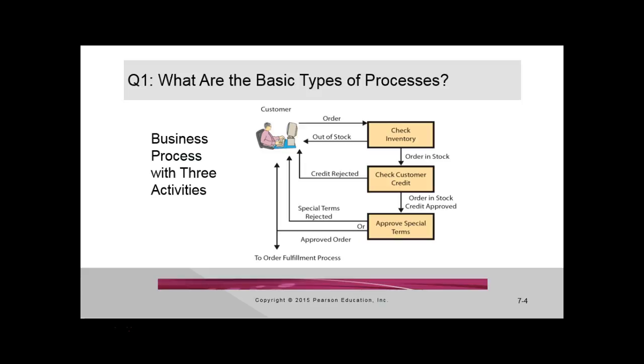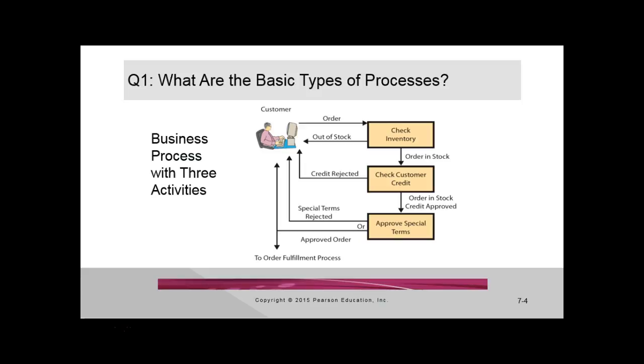So we can make this process better, perhaps, by changing the structure. For example, if we look at this example, the first thing we do is check inventory. If it's out of inventory, we say out of stock. If not, we order. But when we get to this point, now we say, well, it's in inventory, but you can't afford it anyway, right?